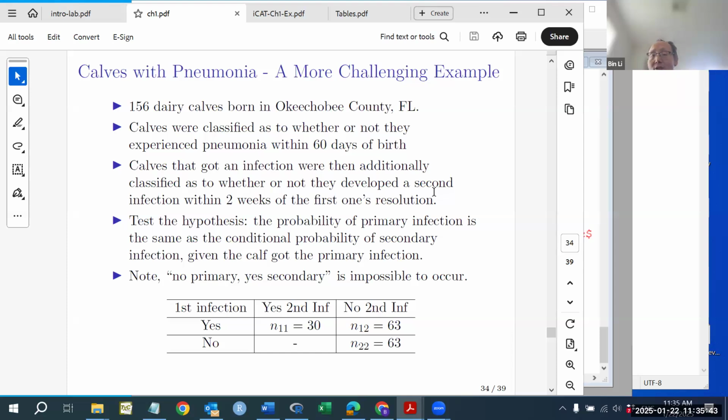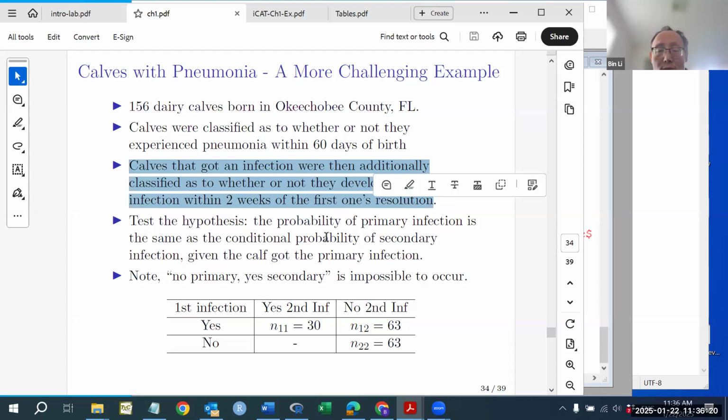So now let's see this challenging example. We have 156 dairy cows, okay? And these cows were classified by whether or not they experienced pneumonia within 30 days of birth or 60 days of birth. And the calves that got an infection were then additionally classified by whether or not they developed a second infection within 2 weeks of the first one's resolution.